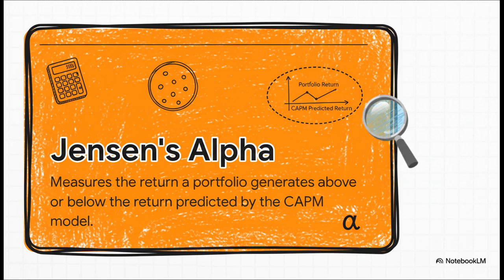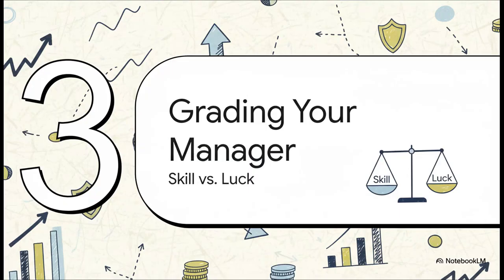There's a model we use that can predict what a portfolio should have returned based on its level of market risk. Jensen's alpha is just the difference. It's the raw percentage that shows whether your manager actually beat expectations. It's the purest measure we have of a manager's actual stock picking skill. But hey, one good grade on a report card isn't enough.